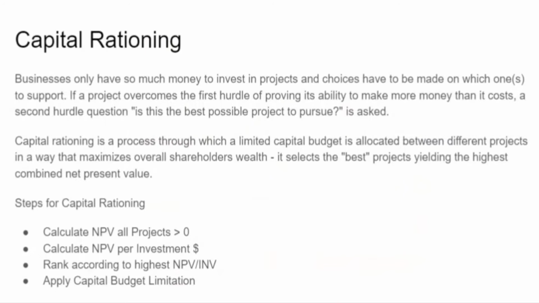How do we choose which projects we should do? Okay, we got a number of projects, lots and lots of choice out there. We only have so much money. What are we going to do? So we use what's called capital rationing.